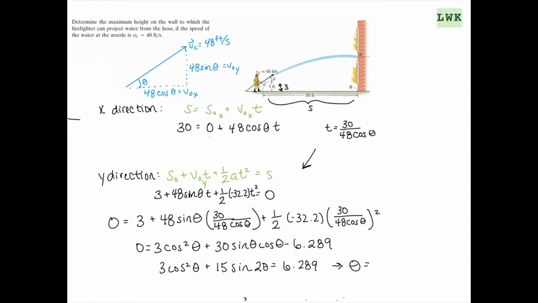And theta is going to end up being 6.41 degrees, or you could call it 77.9 degrees, depending on which way you're looking at it. And that's our final answer.